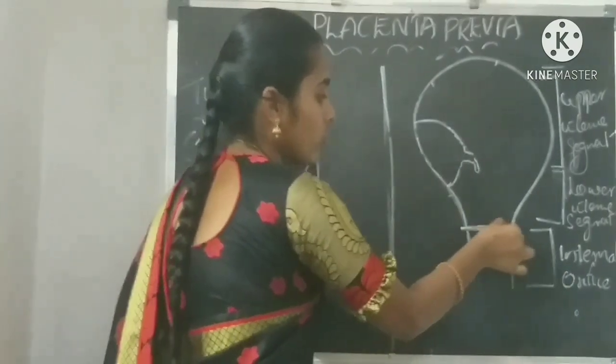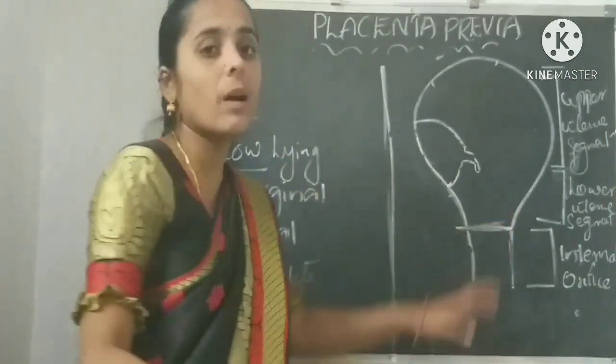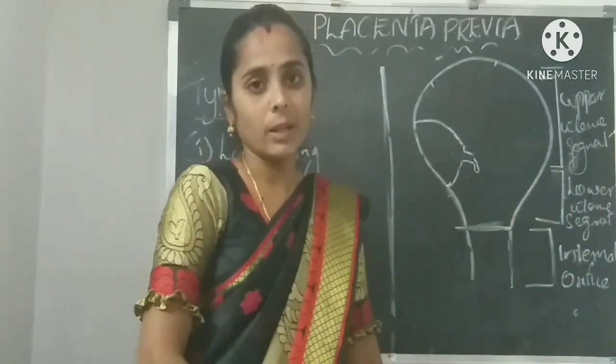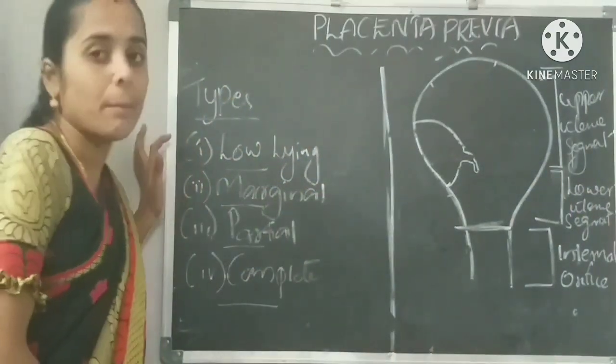This is the internal orifice. It will not touch the orifice. Just the lower margin of the placenta will encroach into the lower uterine segment. So this is the low lying placenta.